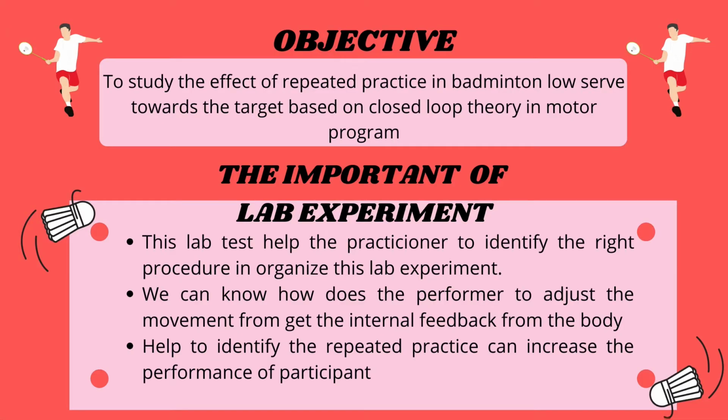The objective of this lab experiment is to study the effect of repeated practice in the badminton low serve towards the target based on closed-loop theory in motor program. Now we're going to move on to the importance of the lab experiment. This lab test helps the practitioner to identify the right procedure in organizing this lab experiment. Second, we can know how the performer adjusts the movement from the internal feedback from the body. And lastly, it helps to identify whether repeated practice can increase the performance of participants.